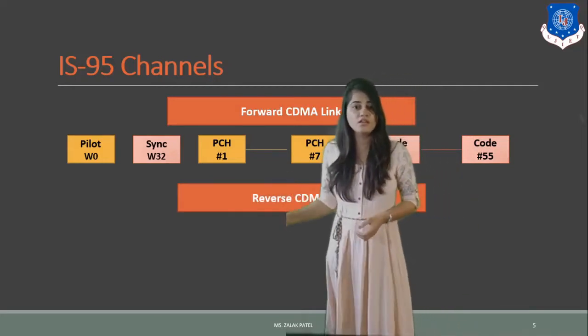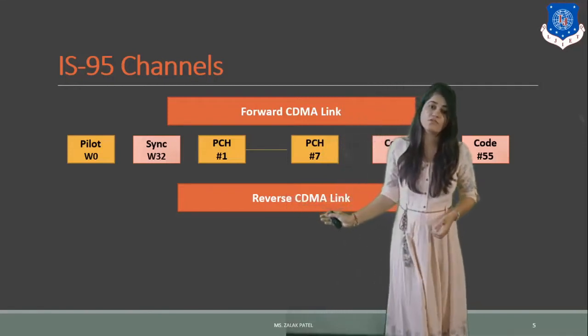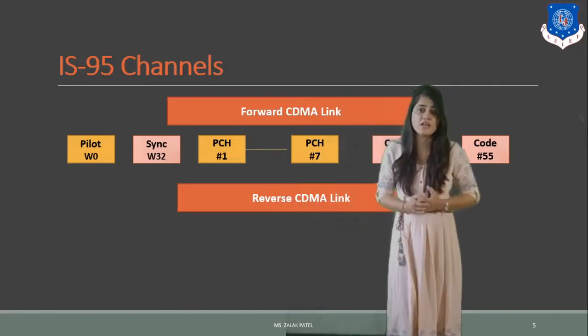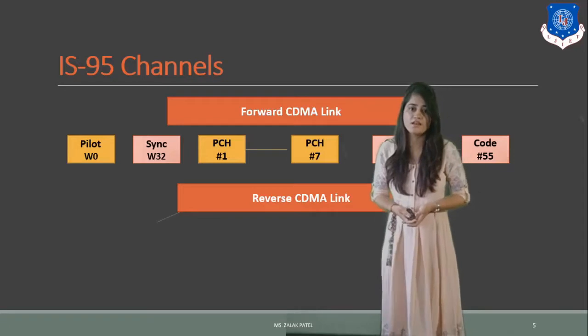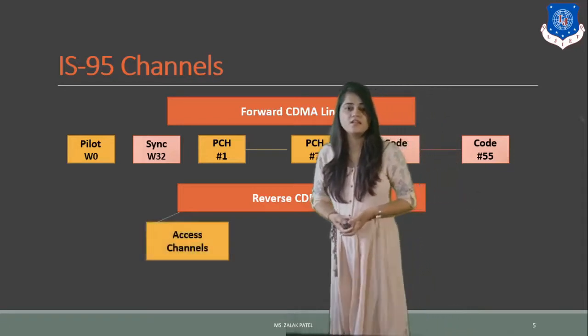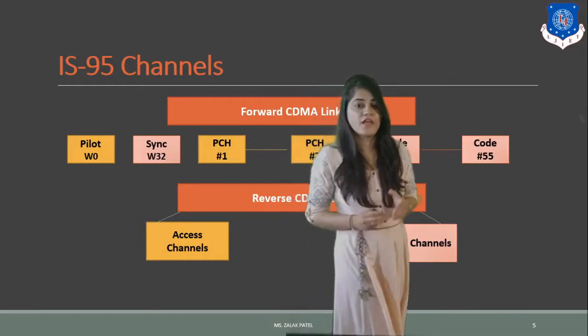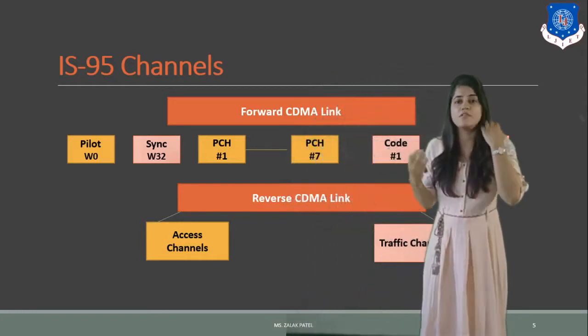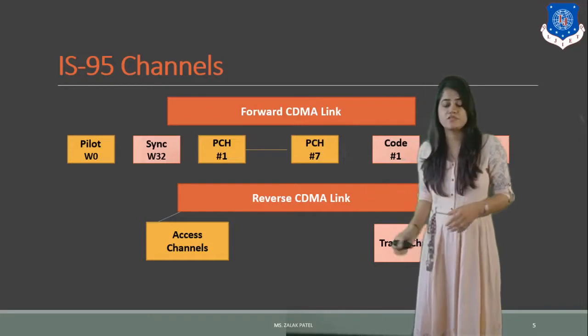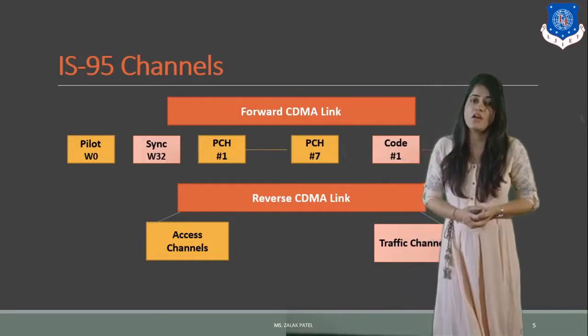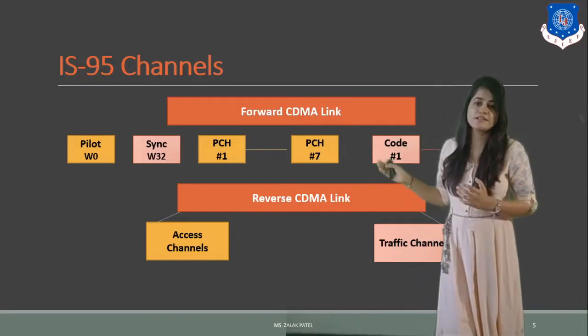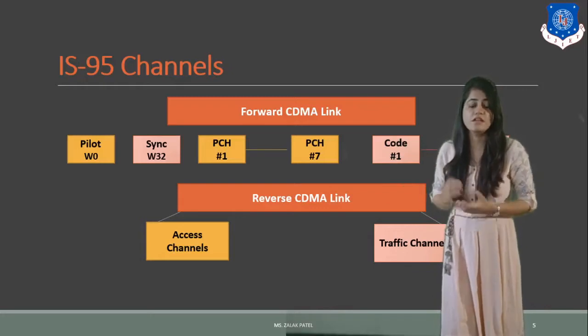Next is the reverse channel. For the reverse CDMA channel, it is mainly divided into two categories, that are access channels and the next one is traffic channels. We will discuss each group of channels in detail in the further slides.